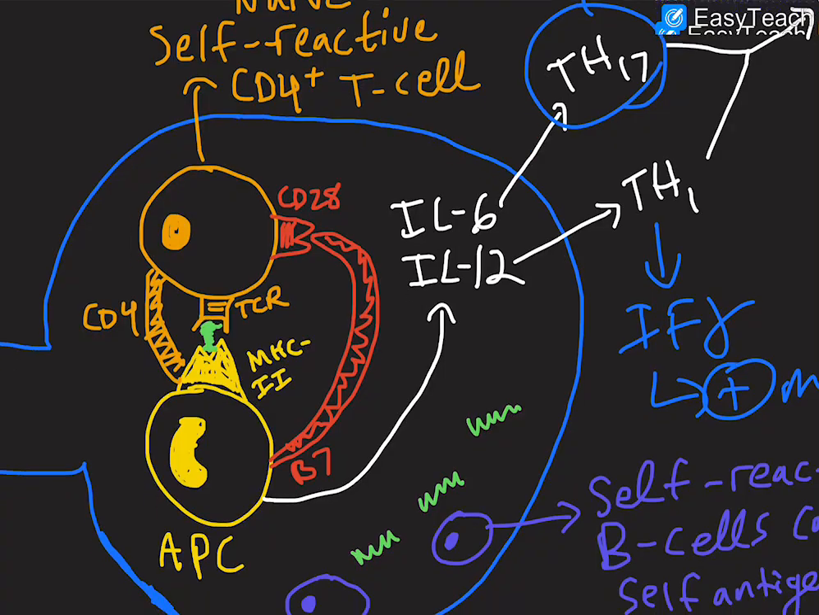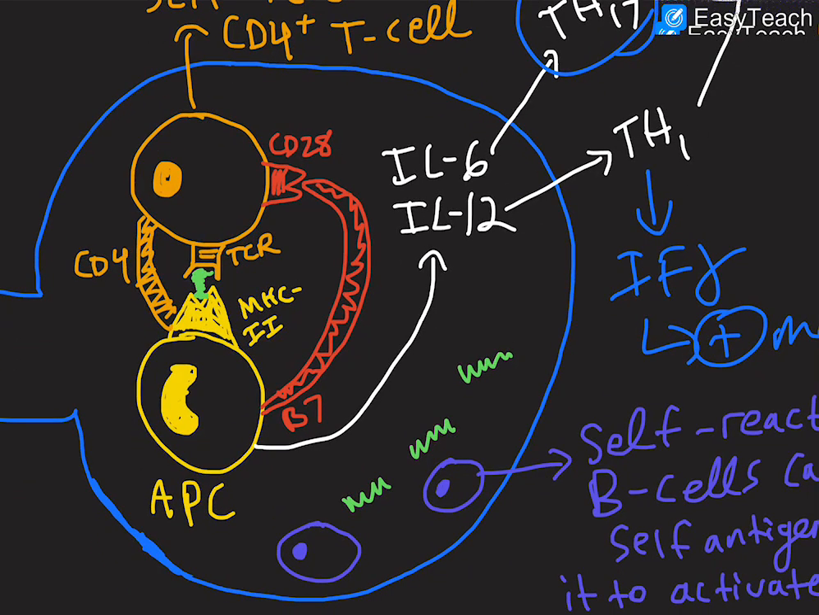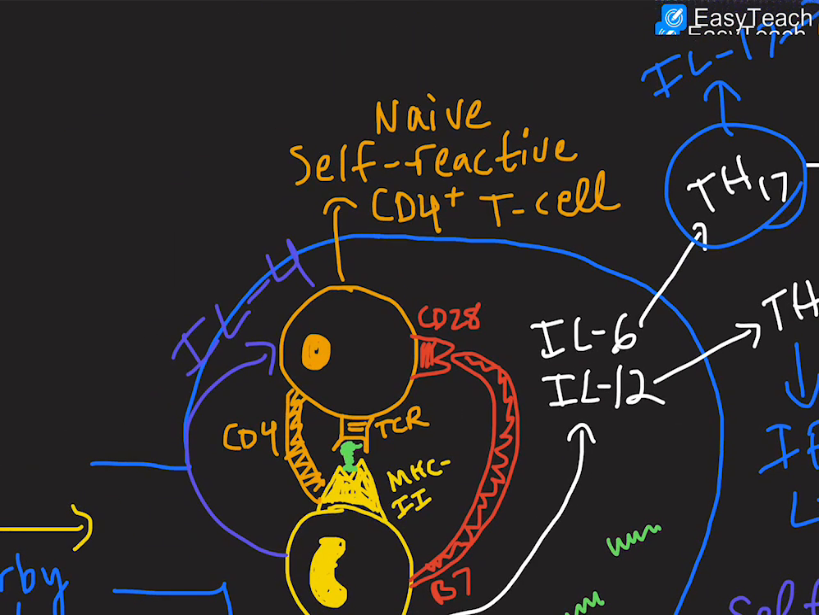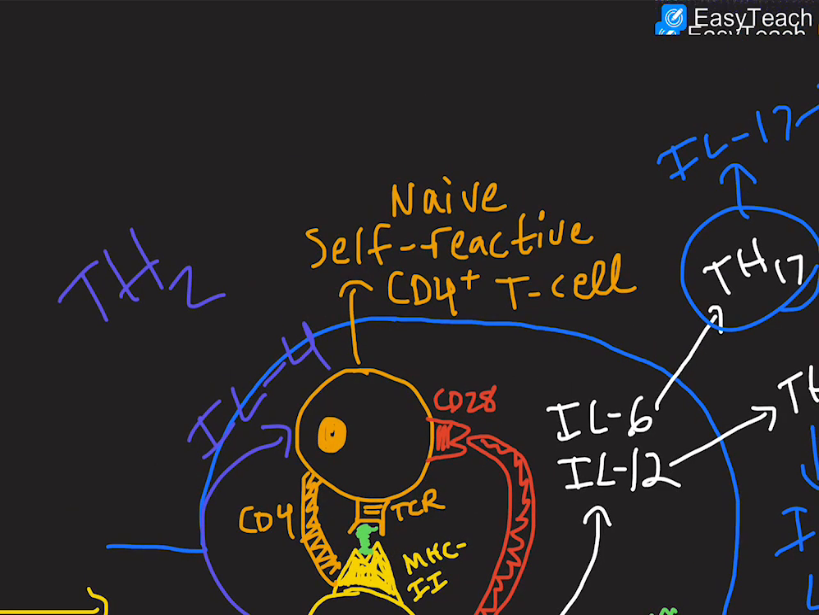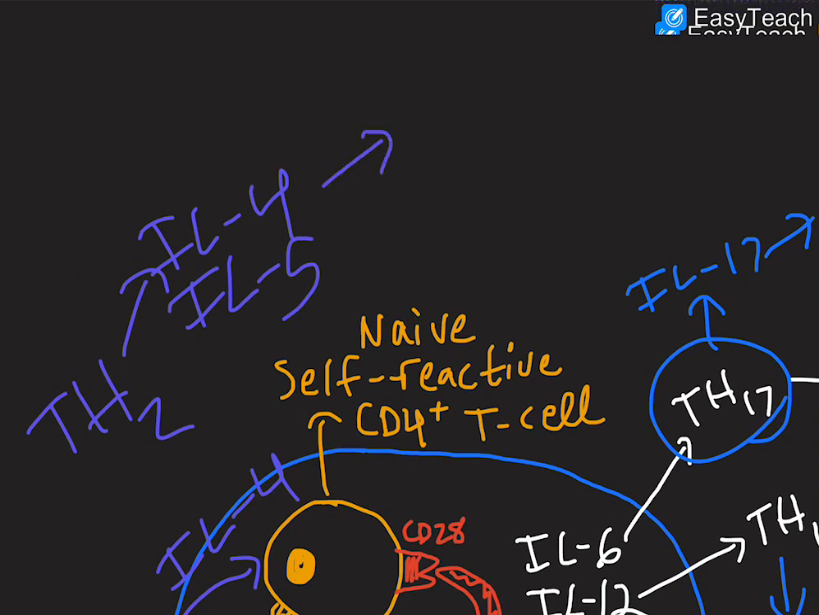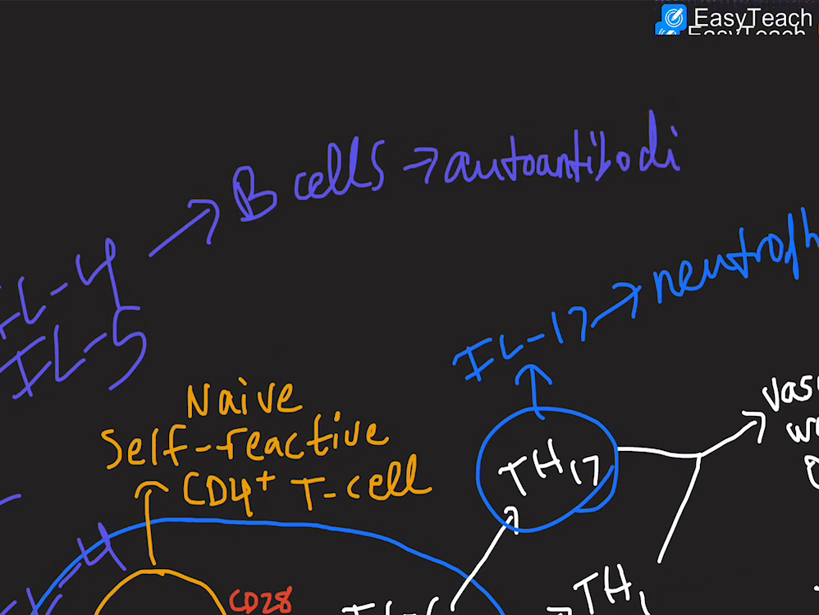What if this antigen presenting cell released interleukin 4, let's say? Then that would stimulate these naive self-reactive CD4 T cells to differentiate into the Th2 subtype. And we know the Th2 subtype can release interleukins like interleukin 4, interleukin 5, and so on. And if you release interleukin 4, that can stimulate your self-reactive B cells to release autoantibodies. And we'll go over this in a minute.